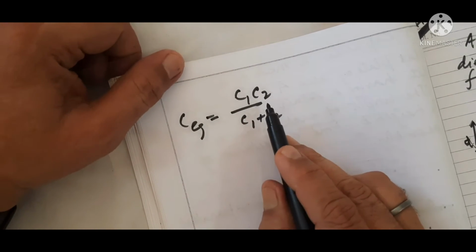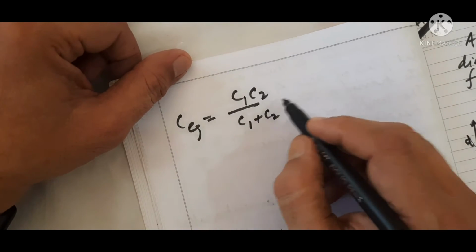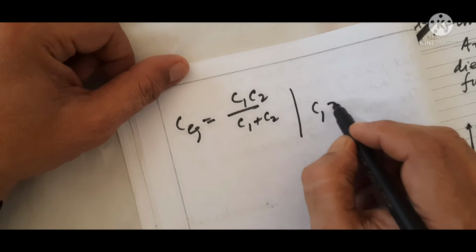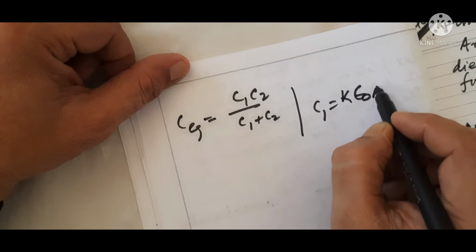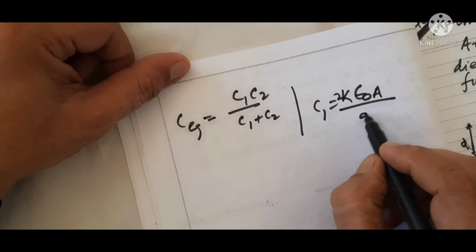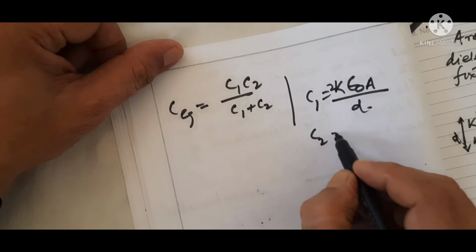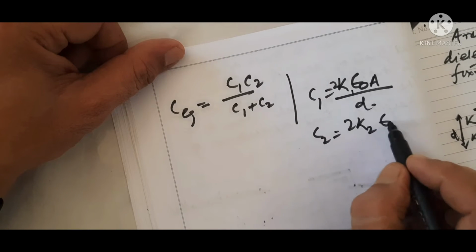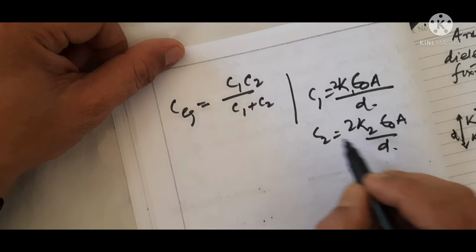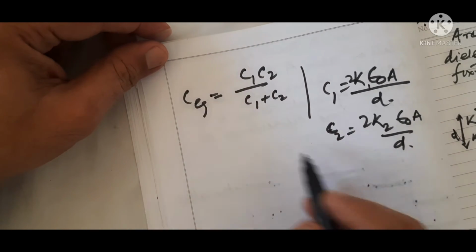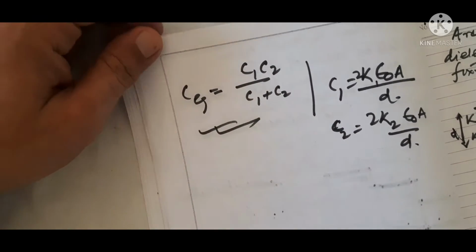Put the values in this. How much is C1? C1 is K1 epsilon naught A, with 2 coming up, by D. How much is C2? 2 K2 epsilon naught A by D. Put the values of both and just calculate and you will get it.